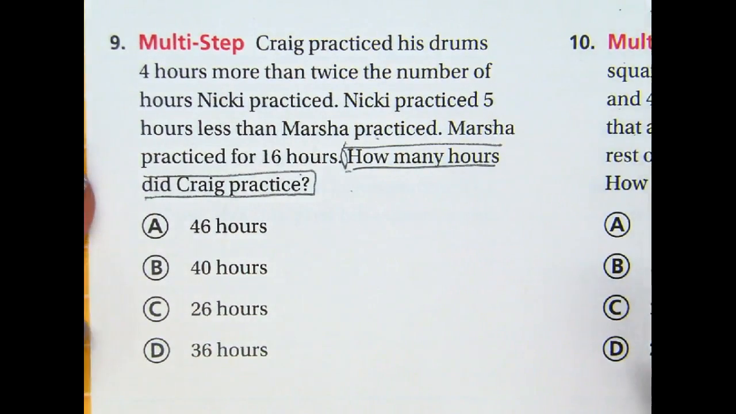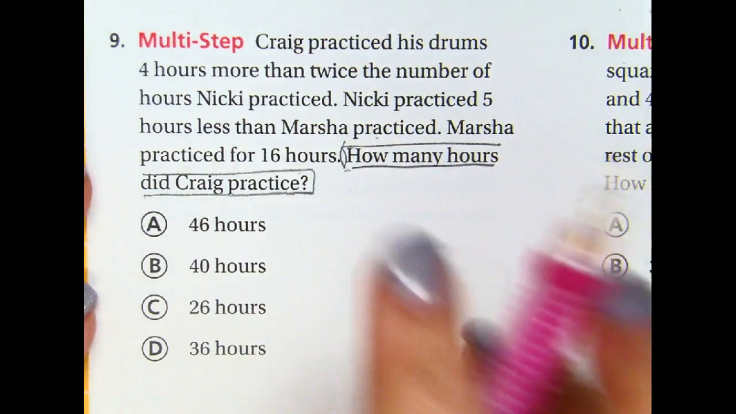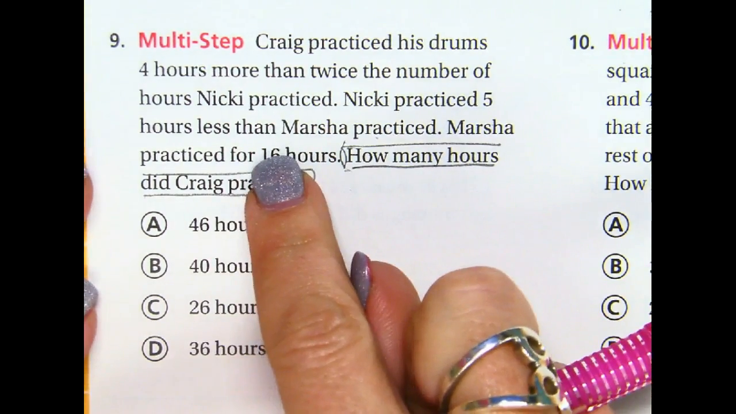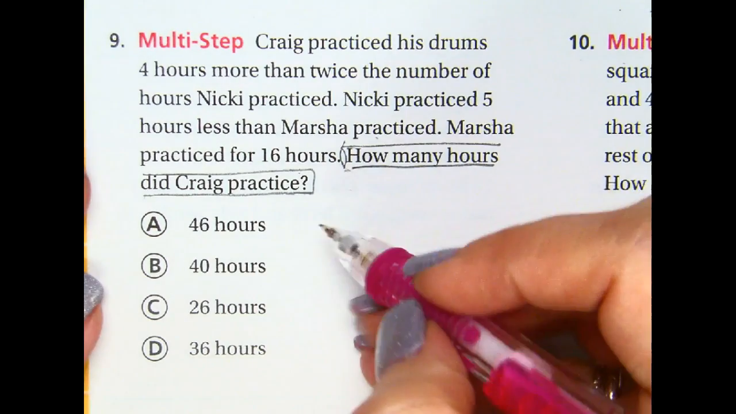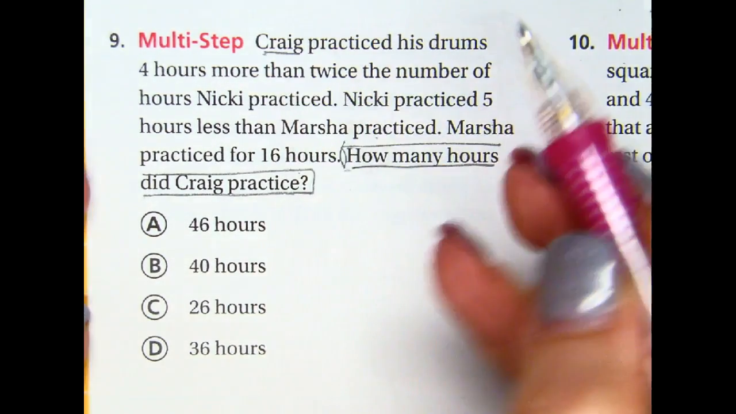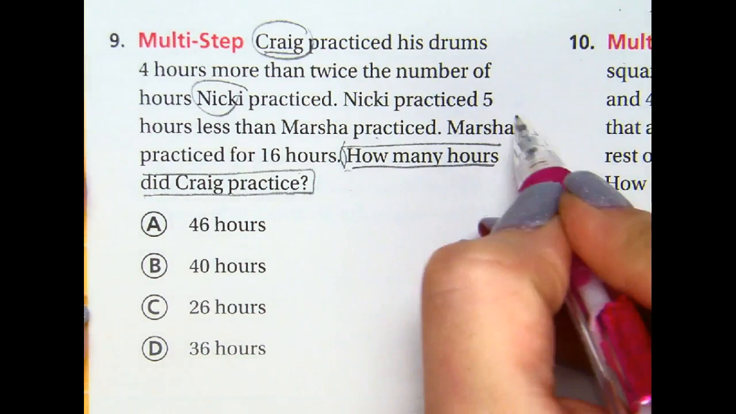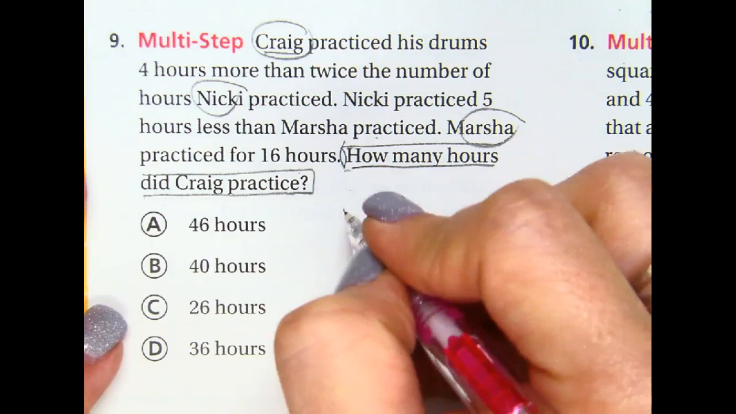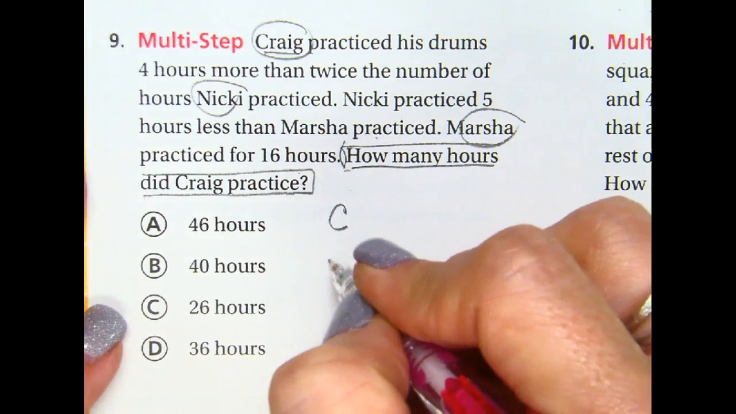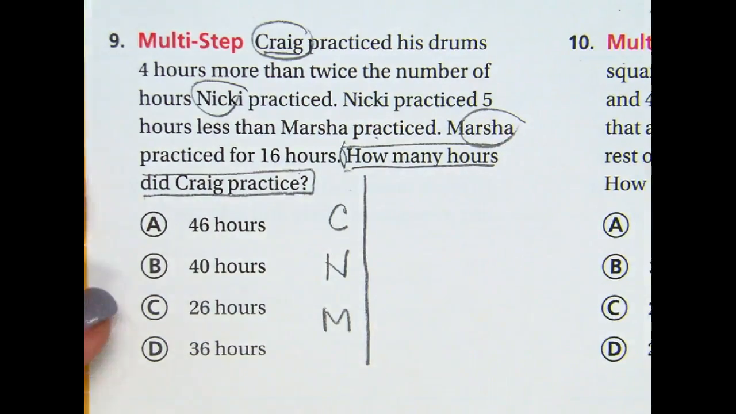That's our ultimate goal. This is what I've called in class a comparison problem. We have several people we're talking about here. So what we need to do is look at who we're talking about in this problem. Who are our characters? It's like a little play. We have Craig, we have Nikki, and we have Marcia. So I'm going to make a strip diagram that looks like this. We have Craig, Nikki, and Marcia. We'll make our start bar.